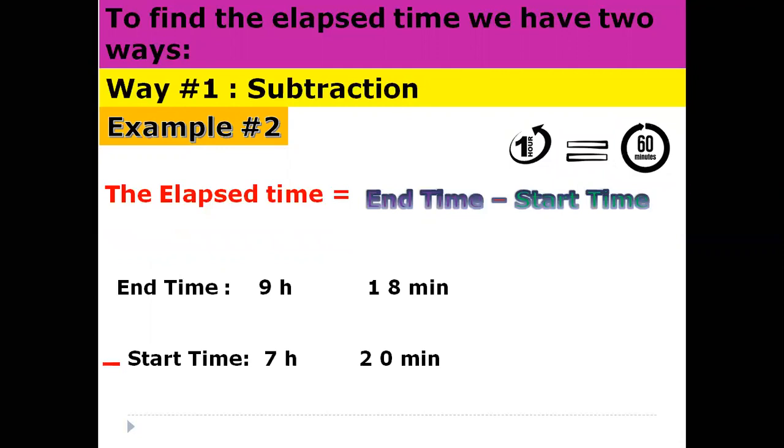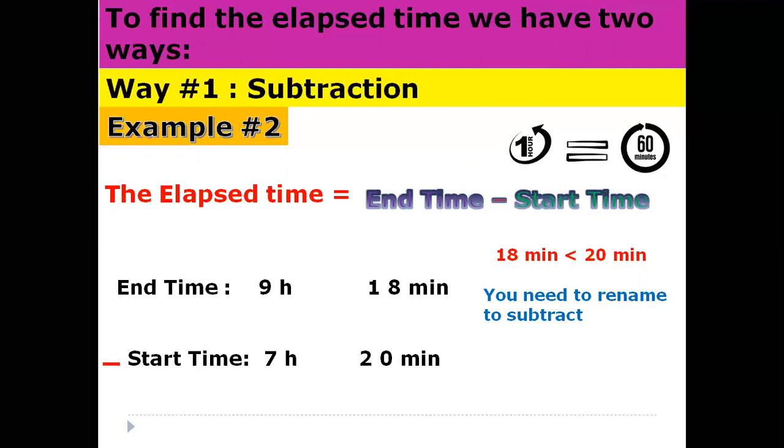The ending time is 9 hours 18 minutes. The starting time is 7 hours 20 minutes. Subtract them. But as we said, we start with the minutes. If you look at the minutes, there is 18 minutes minus 20 minutes. But as you see, 18 is less than 20. We can't subtract. And we know in numbers, when we subtract, we should borrow.